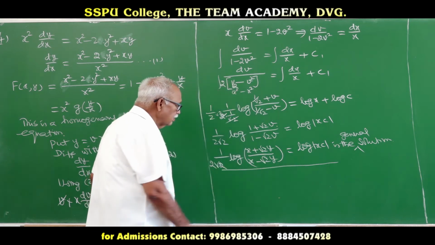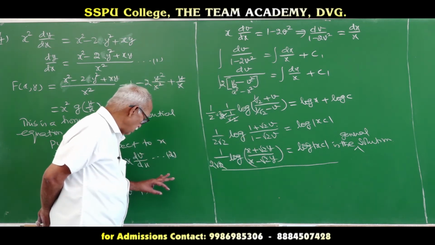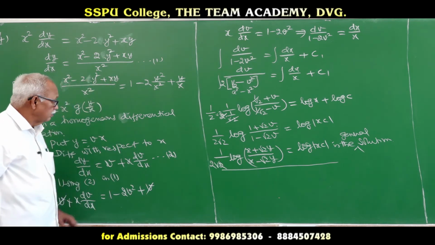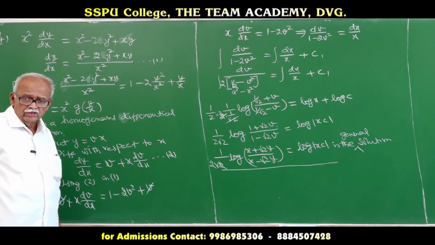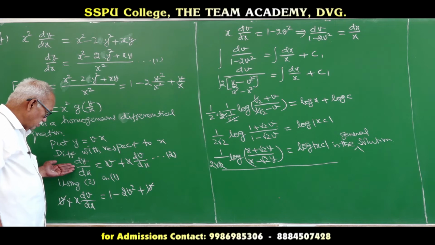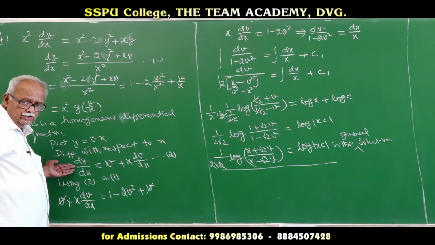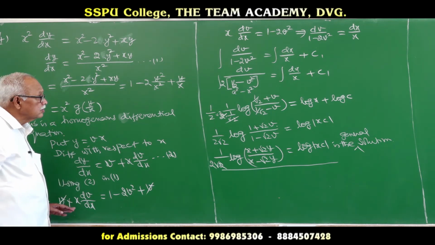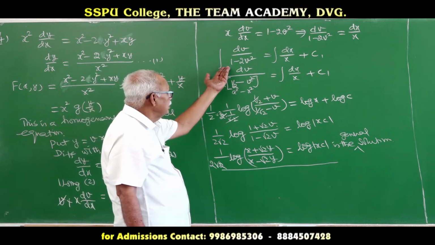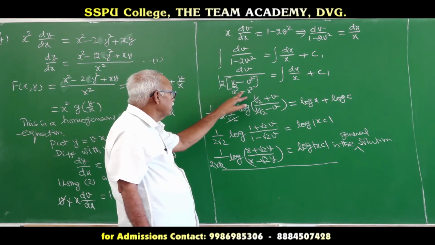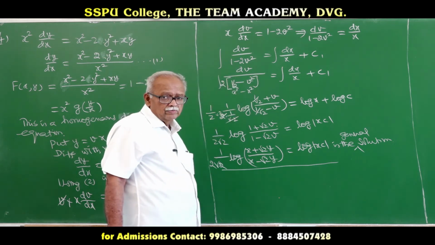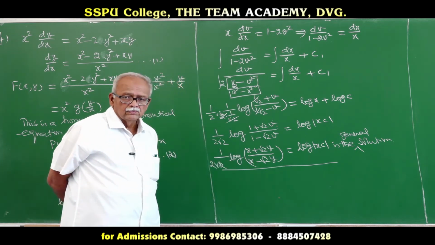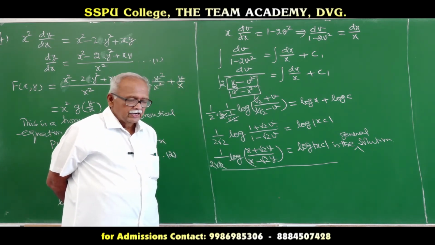So the question is x square minus 2y square plus xy by x square. You can see I have proved it as a homogeneous function. Afterwards put y is equal to vx, differentiate, use 2 in 1, simplify it, and you get variable separable. The only thing is integration is important. The formula dx by a square minus x square that we have to use here is 1 by 2a log of a plus x divided by a minus x.